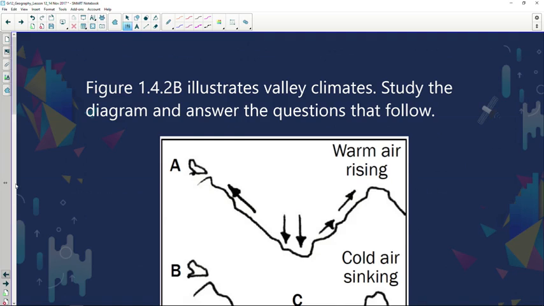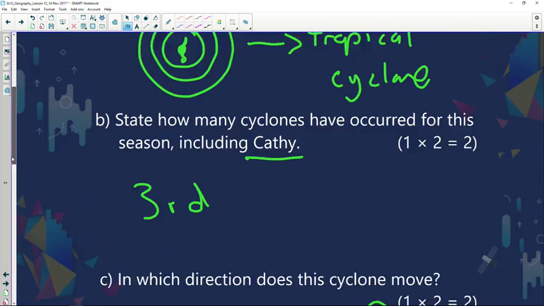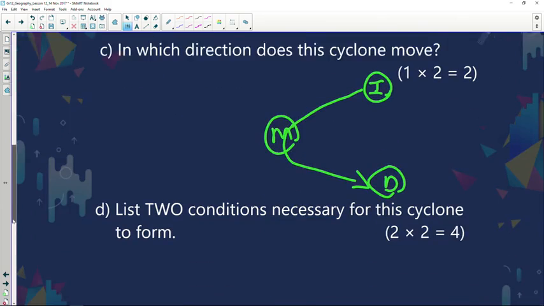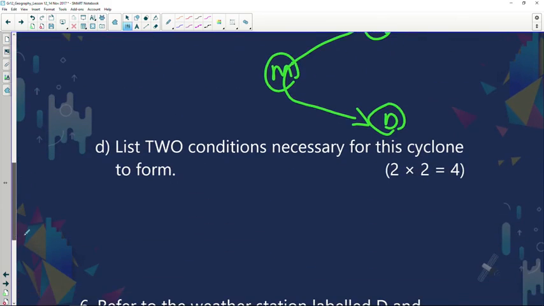If you look at our next question, there's 2 conditions necessary for the cyclone to form. Now, if you look at tropical cyclones, first of all, it can't form very close to the equator, between 0 and 5 degrees. Now, we already established it is because there's not enough Coriolis force taking place over there.